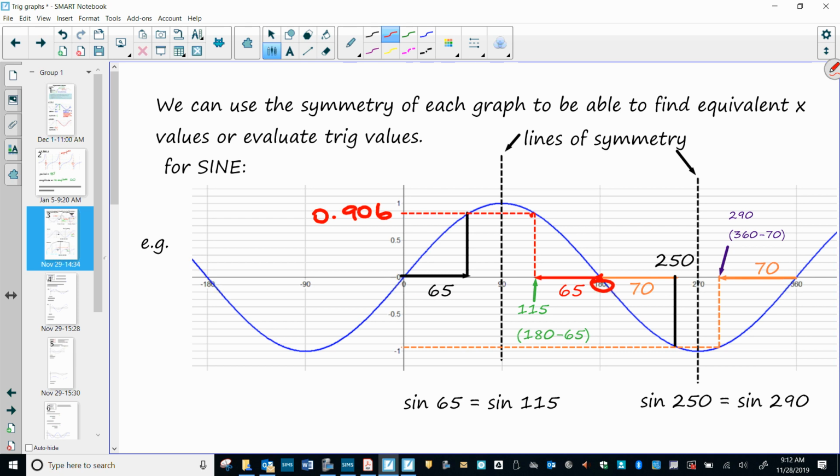What actual number? This position along the x-axis. Did they give you the 65? Yes. So they would say sine 65, what's another angle that would give you the same answer? So there's our axis of symmetry. It's 180 subtract that.